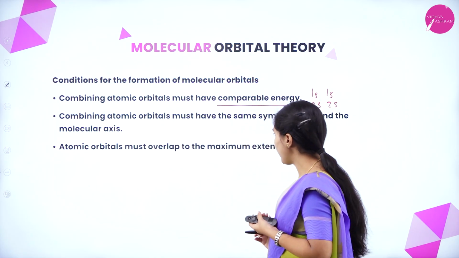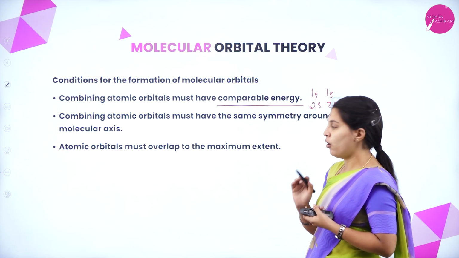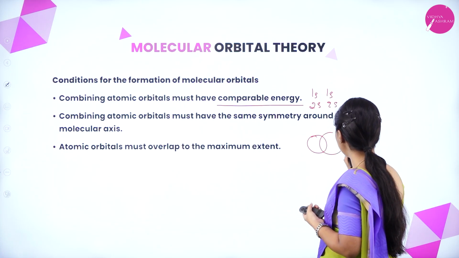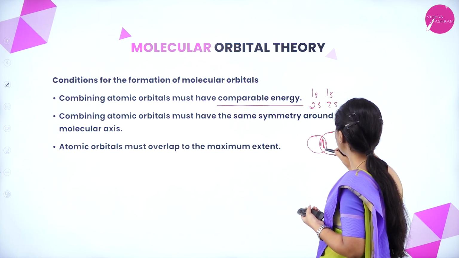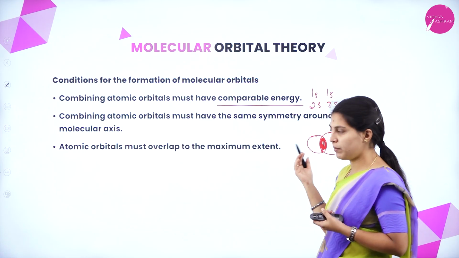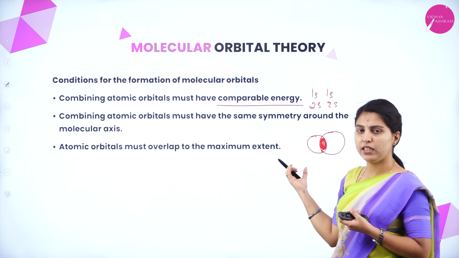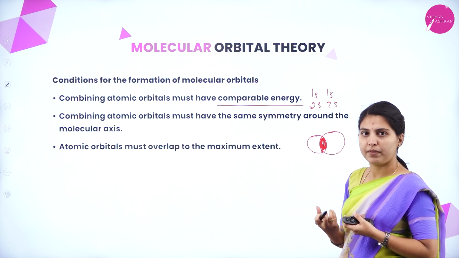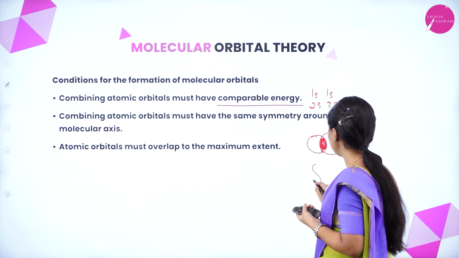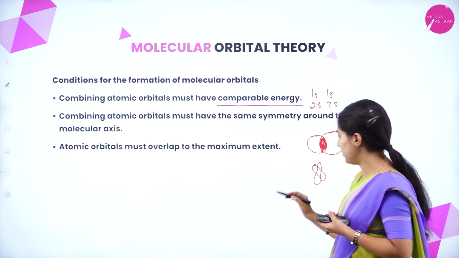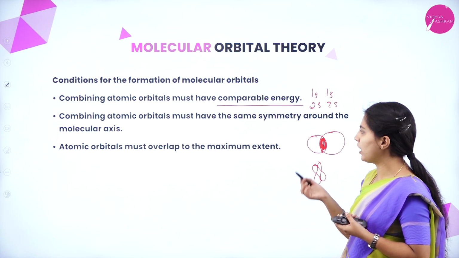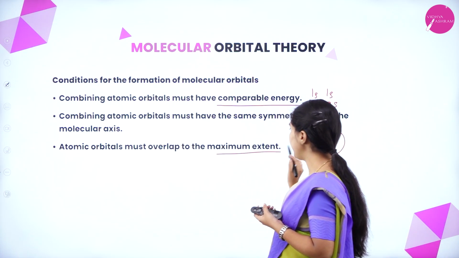Atomic orbitals must overlap to the maximum extent. How much does that mean? If an s orbital is present, the maximum overlap should be present. This is the overlapping region. If the maximum overlap is present, then it will form the maximum molecular orbitals. If it is less like this, the stability will also get less. Here the overlap is very little, not like this. That's what they are telling: atomic orbitals must overlap to the maximum extent.